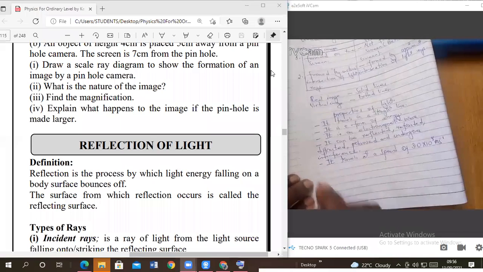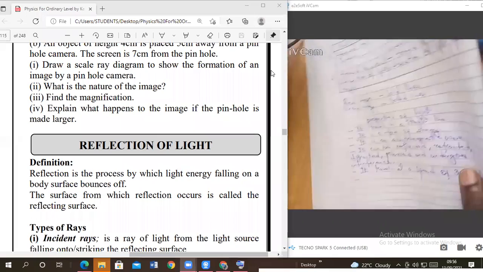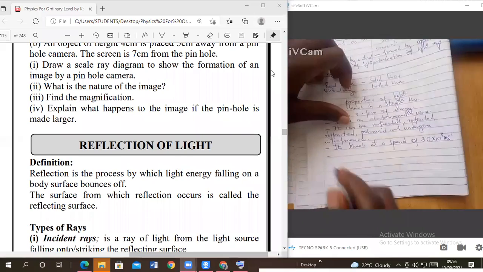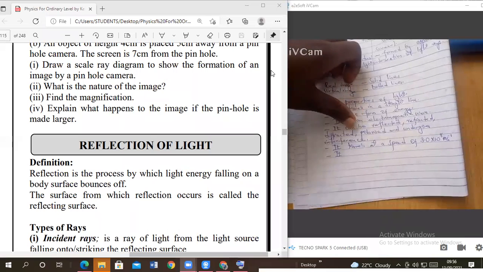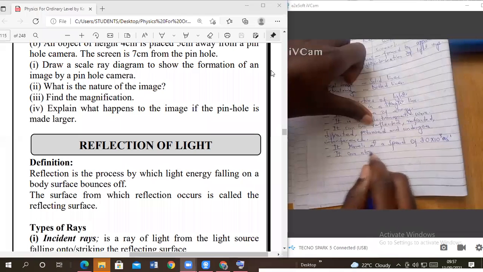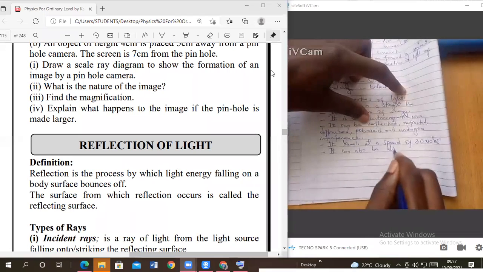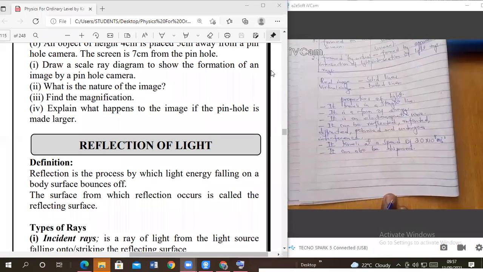Someone also said it can also be dispersed. Dispersion of light. So I shall also look at dispersion. I shall look at them one by one.